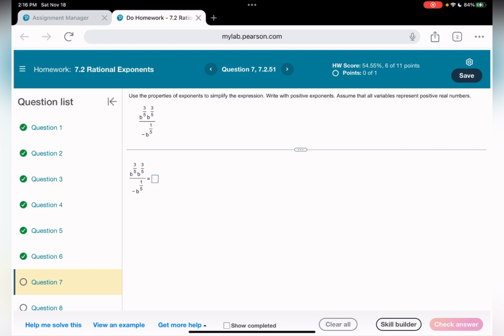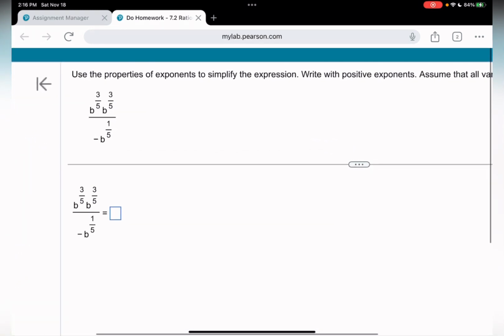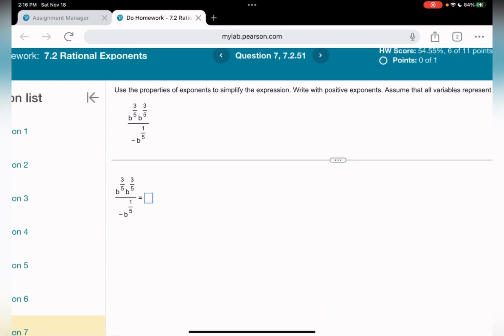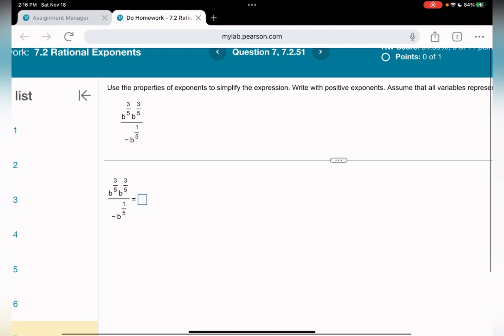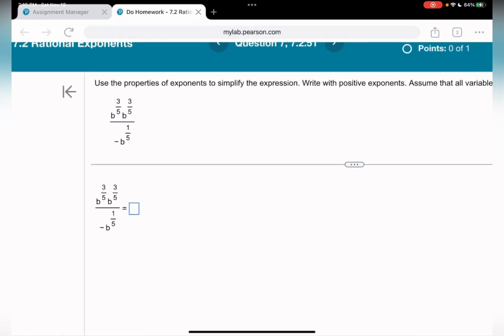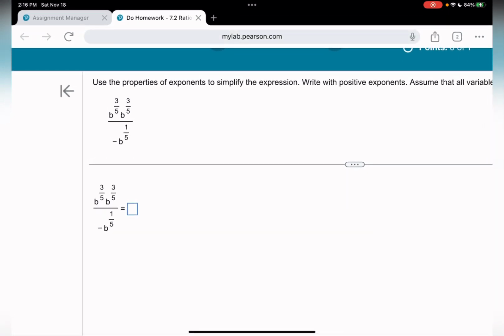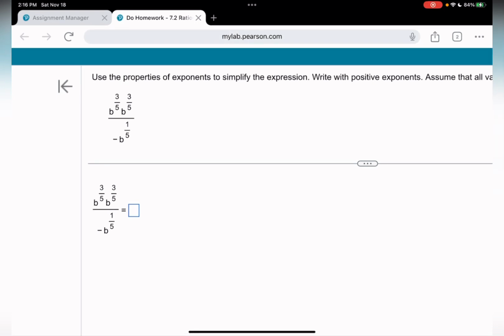All right. And what do we get here? b to power 3/5 and b to power 3/5. It's going to be b to power 6 over 5, right? Okay, let me write it down.